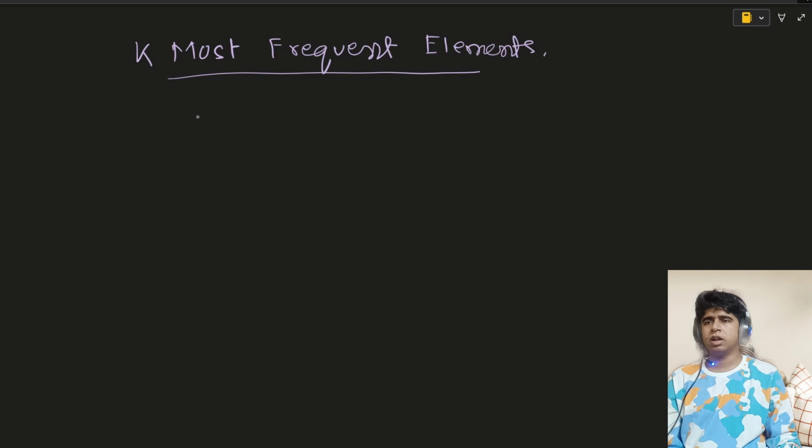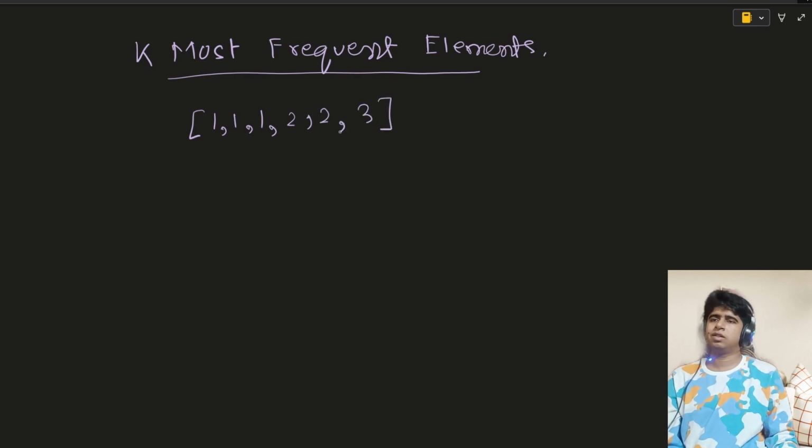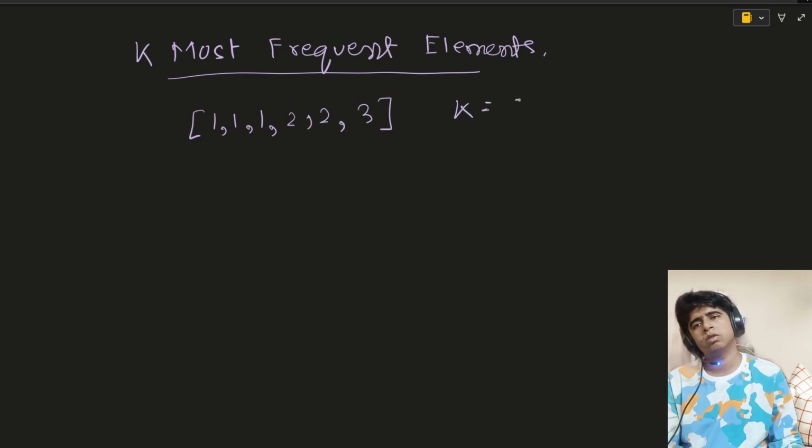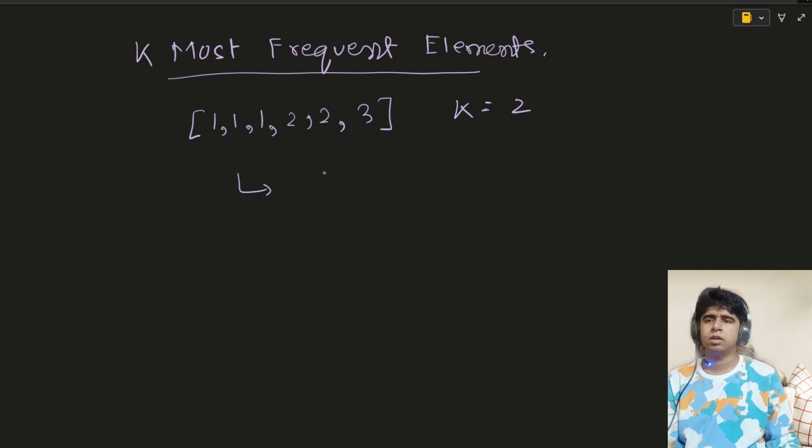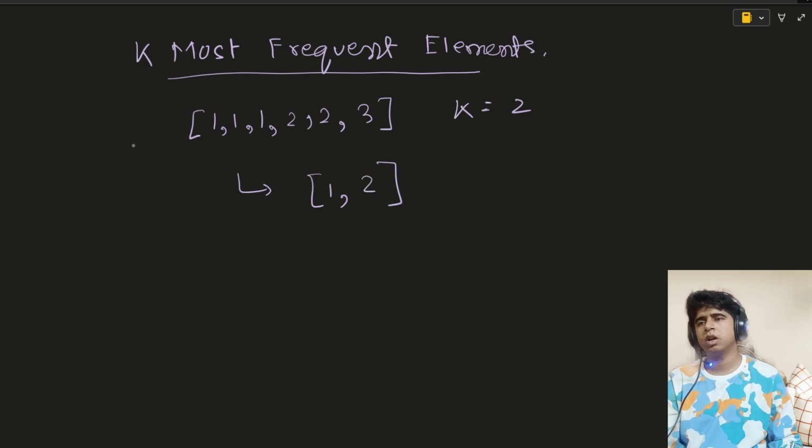Let's just take an example. What can be the example? 1, 1, 1, 2, 2 and 3. This is one example, and you are given k equal to 2. So what will be the output? The output will be the most frequent element and the second most frequent element. So 1 is the most frequent element and 2 is the second most frequent element. So this is the output for this array with k equal to 2. The input is this array with k equal to 2, and the output will be this.